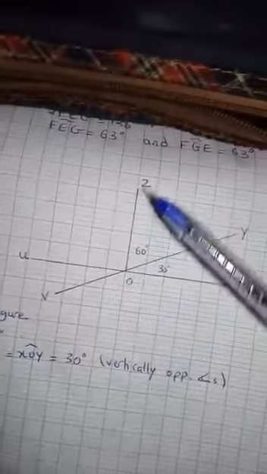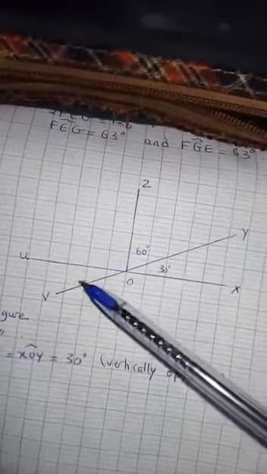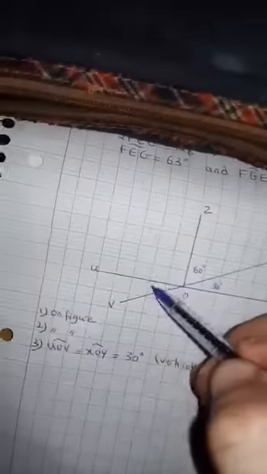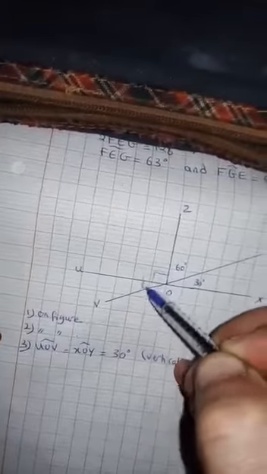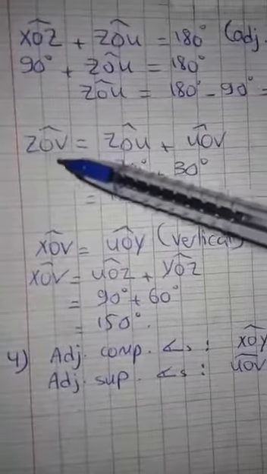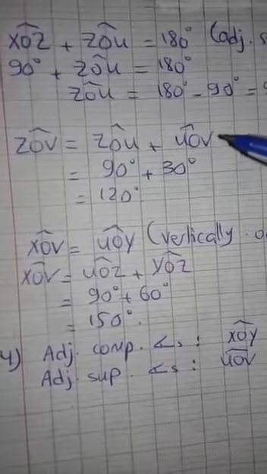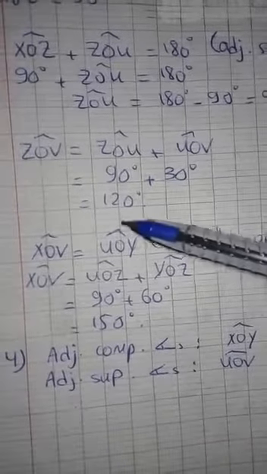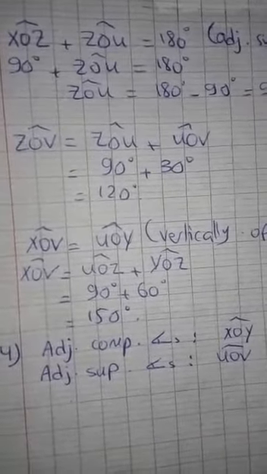Then we are going to calculate ZOV, here, this angle. Okay, from the last part we find that this is a 90 degree angle. And this angle is also vertically opposite to this angle, and it's 30 degrees. So 30 plus 90, it will be the ZOV. So we say that ZOV equals ZOU plus UOV. It's equal to 90 plus 30. It's equal to 120 degrees.